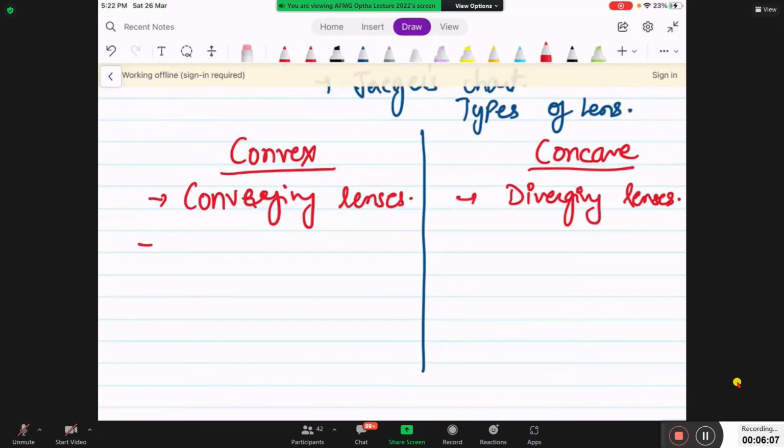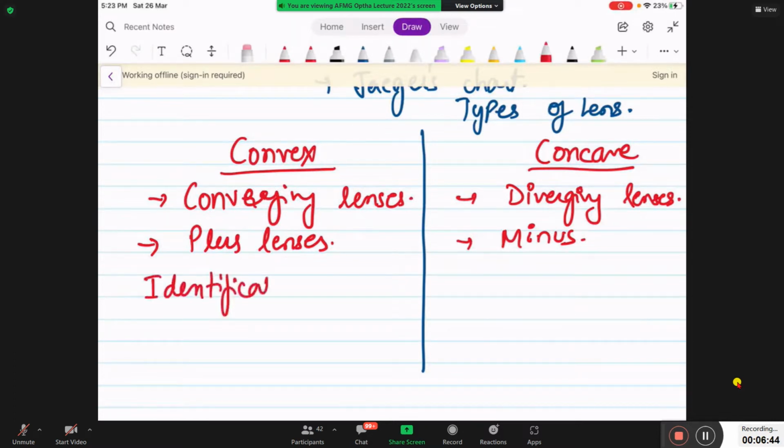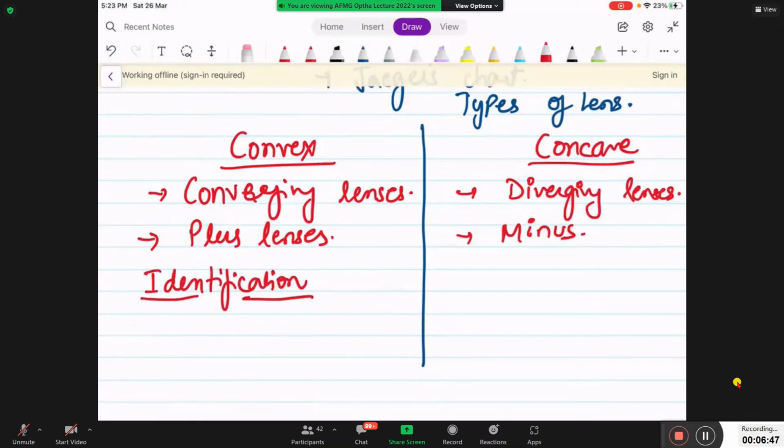As you know, these convex are your plus lenses, and these concave are your minus lenses. Now, if in the practical examination the examiner gives you two lenses, how will you identify which one is convex and which one is concave? It is not written. Suppose they have hidden the plus and minus. Then without seeing whether it is plus or minus, how will you differentiate? Write down identification of convex and concave lenses.